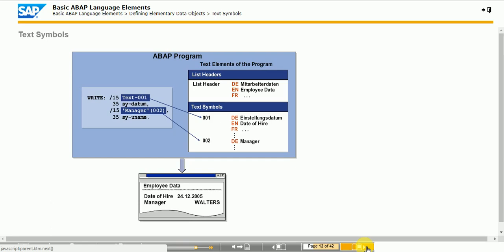Options for defining text symbols for your program: in the ABAP editor, choose Go to, Text Elements, Text Symbols. Address the text symbol in your source code using the syntax text-XXX or the text in inverted commas with XXX in brackets, and double-click its ID for forward navigation. To translate the text symbols of your program, choose Go to, Translation from the menu in the ABAP editor.